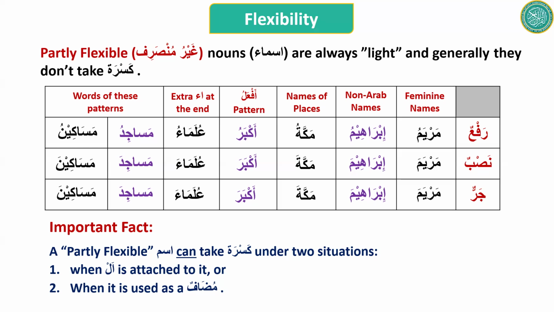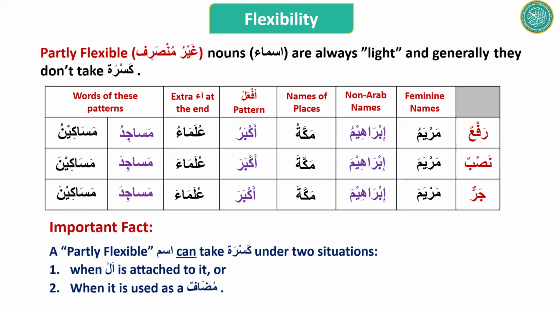All right. So again, fully flexible is very easy. They show their status. Non-flexible words do not show their status, like Musa, Yahya, haza, allazina. They do not change at all. So the other words in the ayah will tell us their status: rafa, nasab, jar. And then the third category, partly flexible: those words which are always light, and they generally don't take kasra when they are in jar status, like Maryamu, Maryama, Maryama.